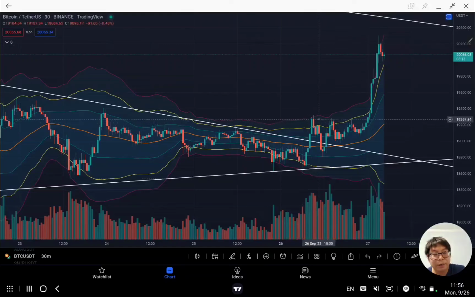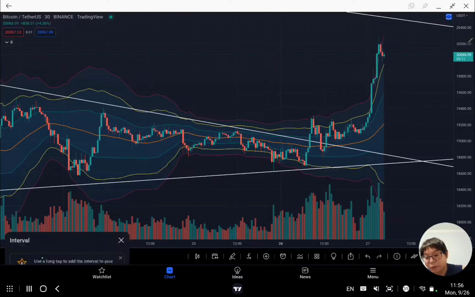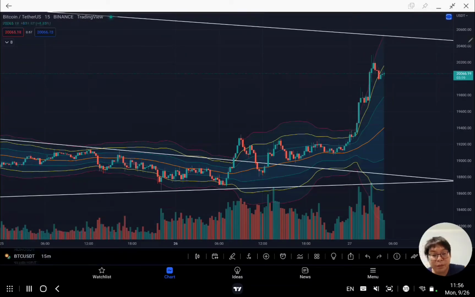And on a much smaller symmetrical triangle as well, if we zoom in even more on the 30, we have another one. Actually, we can even go into 15. We have another smaller one, right? All of this is just patterns, guys. We have another smaller symmetrical triangle, right?